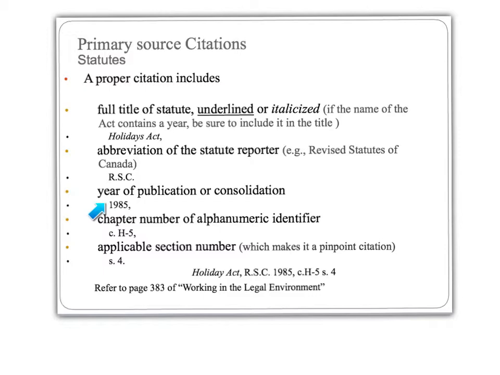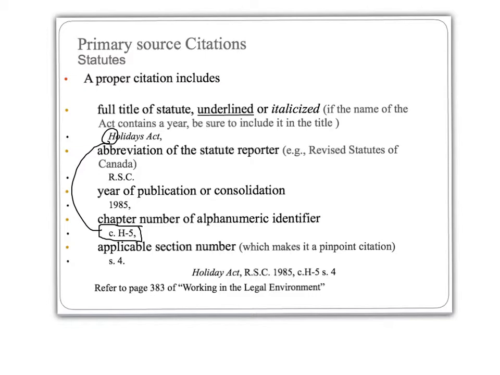1985 is the last time that the federal statutes were consolidated, and therefore we use the year 1985. That is then followed by the chapter number or the alphanumeric identifier. In this case, it is chapter H5. You will note that H5 starts with the same letter as the name of the Holiday Act.